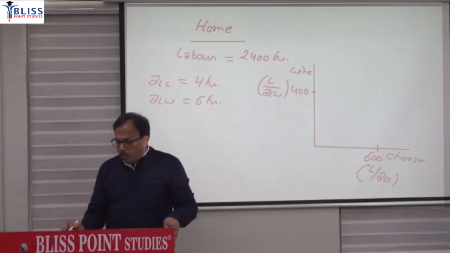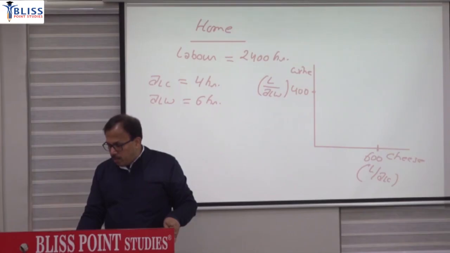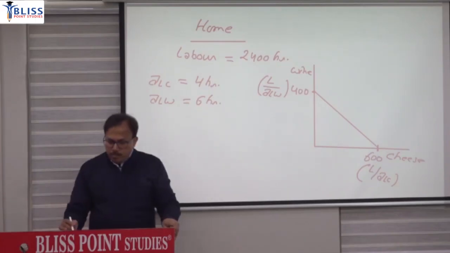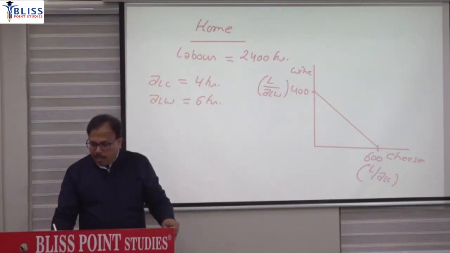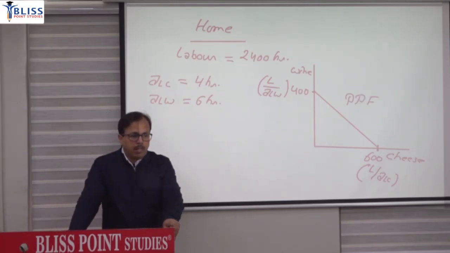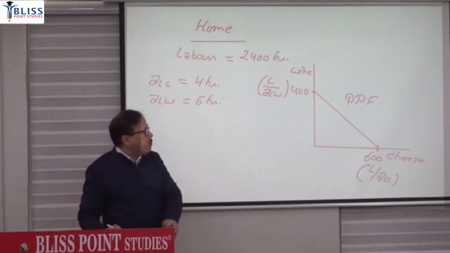Mark both corner and then connect it with a straight line. And this line will be referred as production possibility frontier, PPF. Yeah, production possibility curve कहते हो. But it will be a straight line. I have explained why it is a straight line. This line is called production possibility frontier.